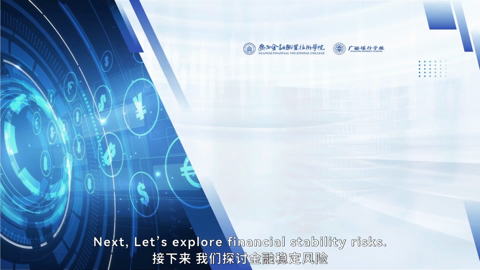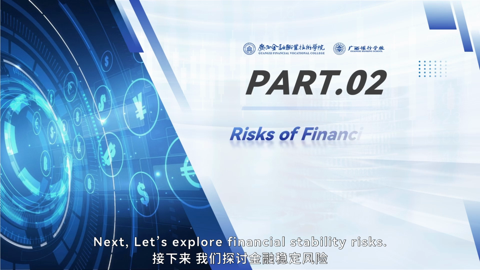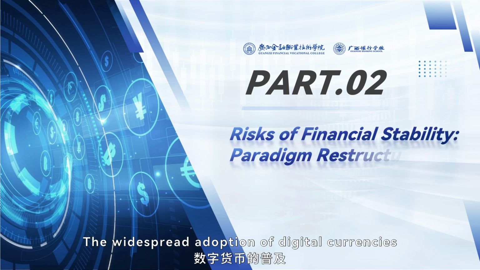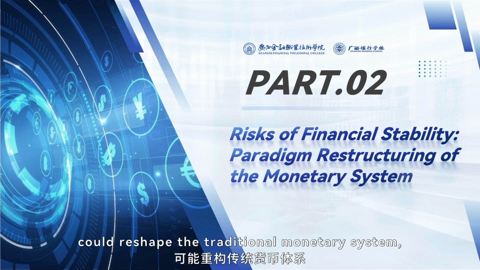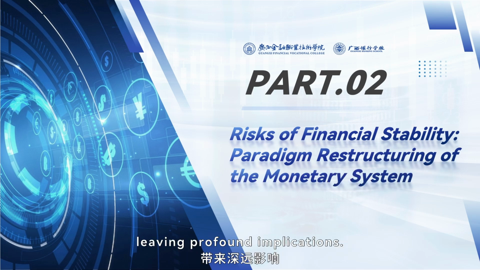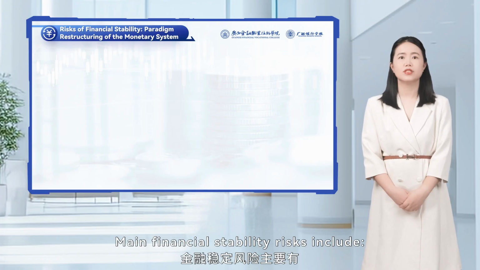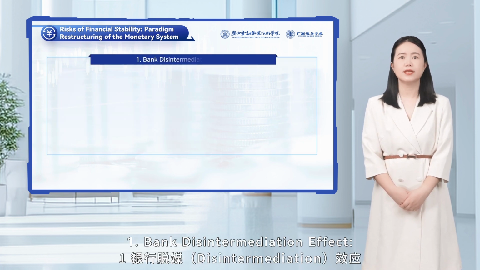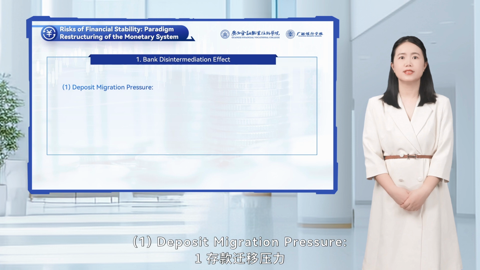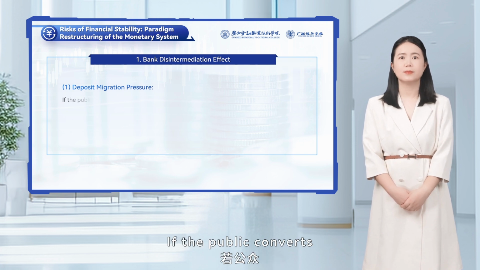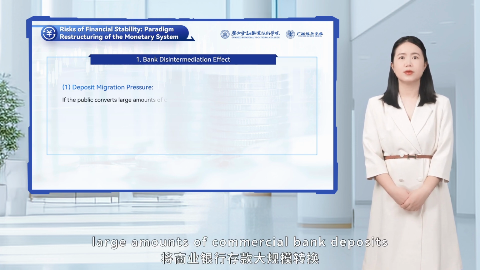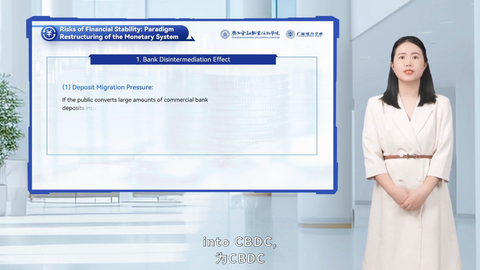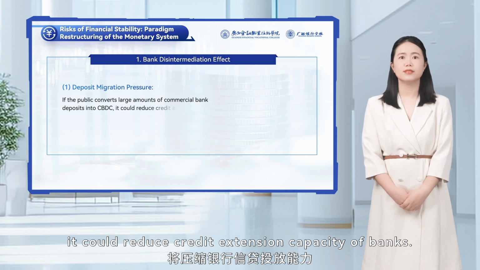Next, let's explore financial stability risks. The widespread adoption of digital currencies could reshape the traditional monetary system, leaving profound implications. Main financial stability risks include 1. Bank disintermediation effect. Deposit migration pressure. If the public converts large amounts of commercial bank deposits into CBDC, it could reduce credit extension capacity of banks.